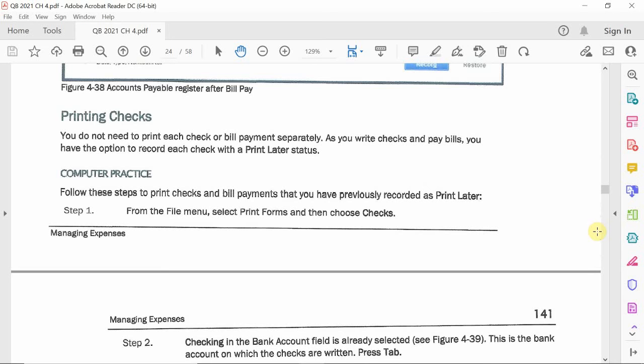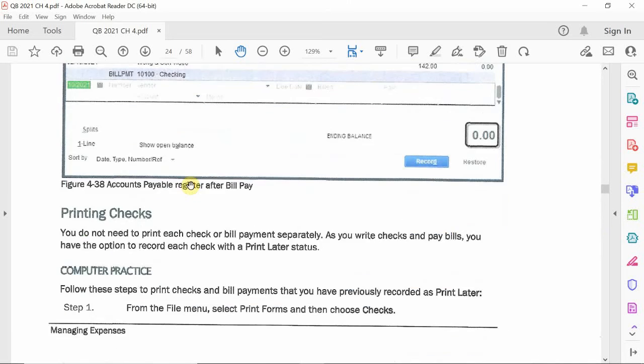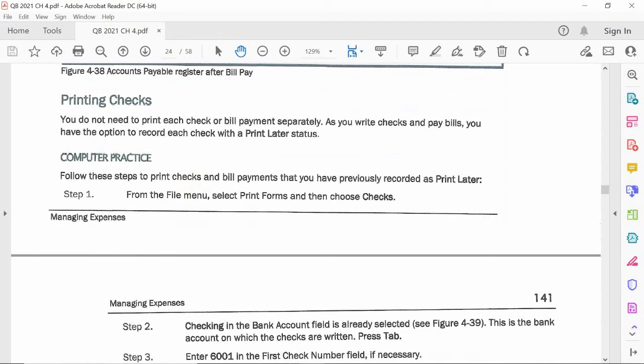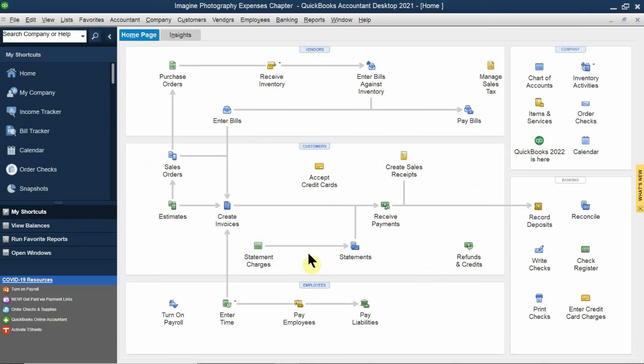So this is where we last left off: what do we do when we have pending checks that are ready to be printed? Okay, so now let's talk about printing checks. Here in QuickBooks, there are two ways that you can print a check. All right, well, three if you count the one after a bill payment.